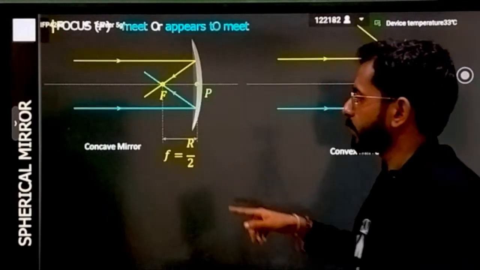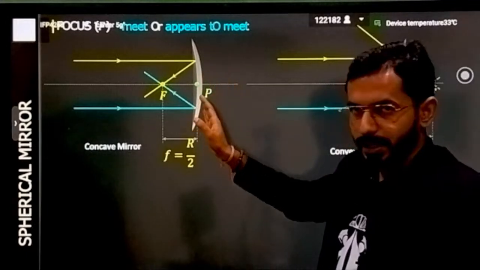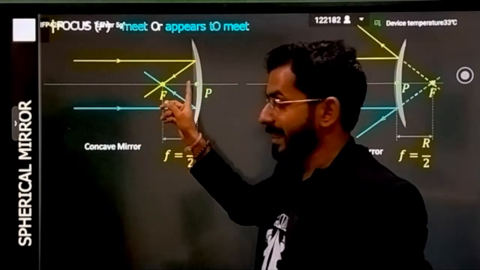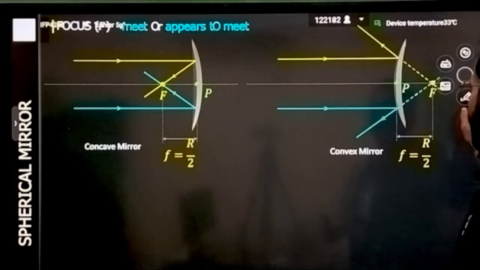So let's move to the next point. This is the diagram that you will be having. I have already told you, for a concave mirror, these parallel rays are coming and they are going to pass through the focus. Simple. And what about the convex mirror?